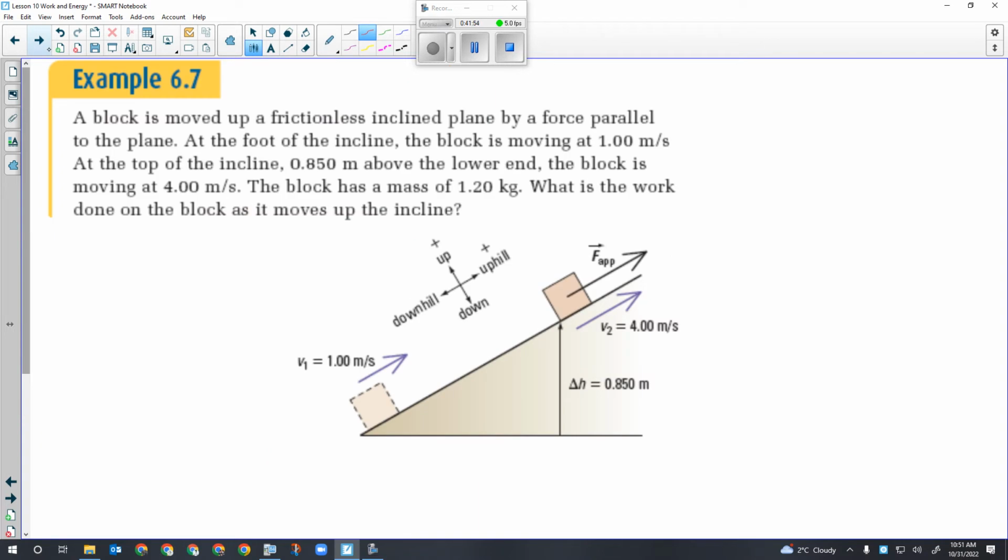All right, I want you to copy this one down, because this is a work energy theorem question, and it involves both potential and kinetic energy changing. Back in Science 10, you only had to do questions where one or the other changed. Now you're going to have to do questions where both change. So copy this one down, and then we'll walk through it.